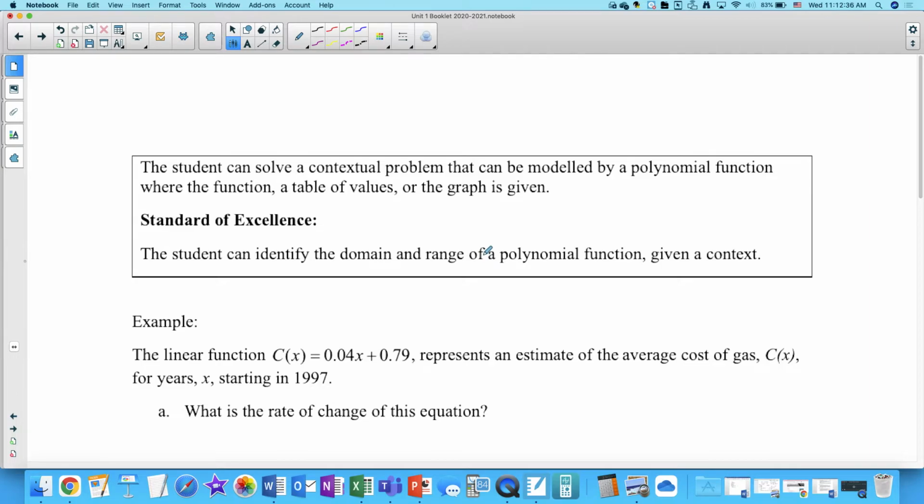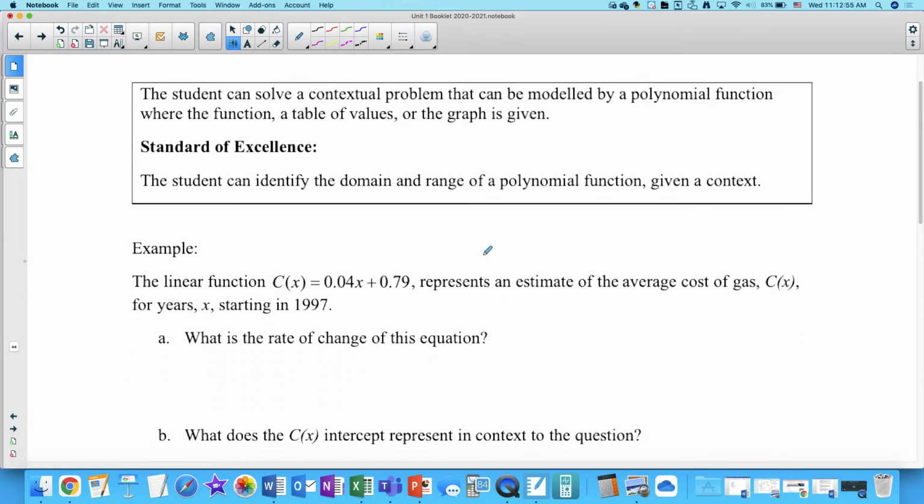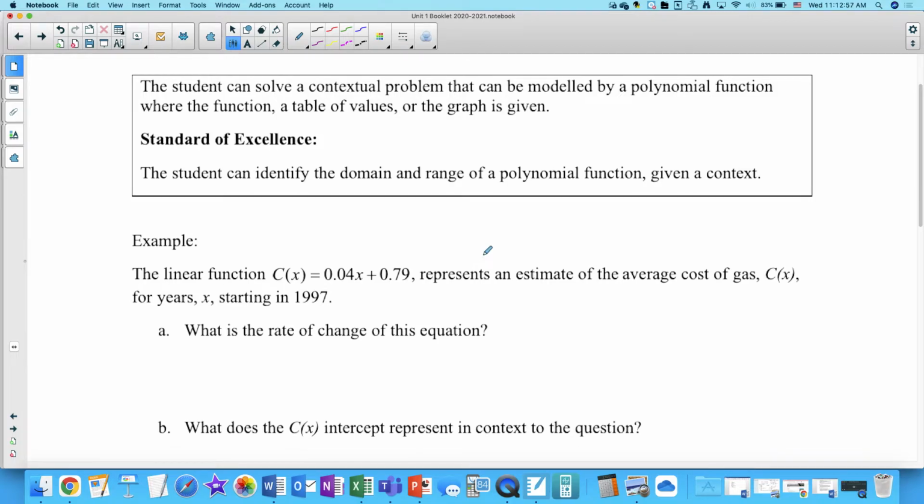Okay. I got to say, sometimes when I look at the curricular document and they say this is acceptable and this is standard of excellence, sometimes I'm like, wow, some of those acceptable things are really hard and some of the standard of excellence things are really easy. So, you know, it's not always crystal clear and it's a bit subjective, I suppose. But in general, I would say the standard of excellence are a little bit harder and a little bit less frequent.